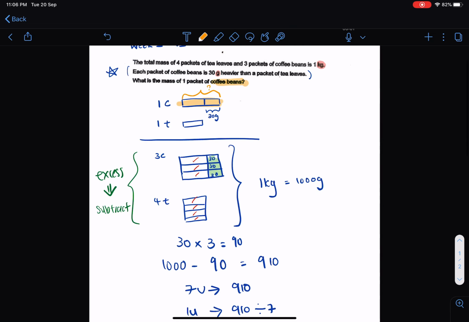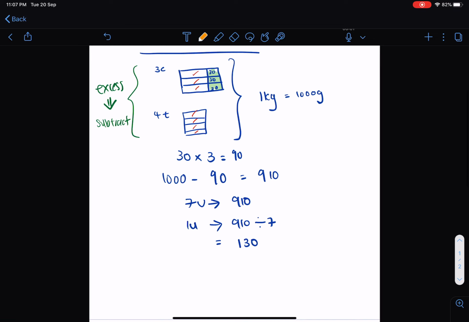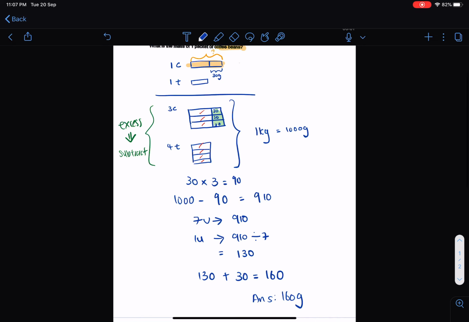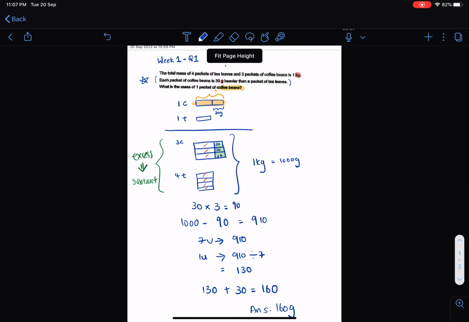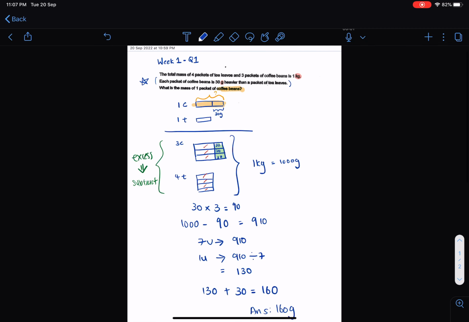Can you see that one packet of coffee is made up of 1 unit here and the excess of 30 gram? So back to the question, I know that my 1 unit value is 130 plus the excess 30 gram, I will get 160. So 160 gram will be the mass of one packet of coffee. Alright, it's very straightforward here. Okay, that's all.